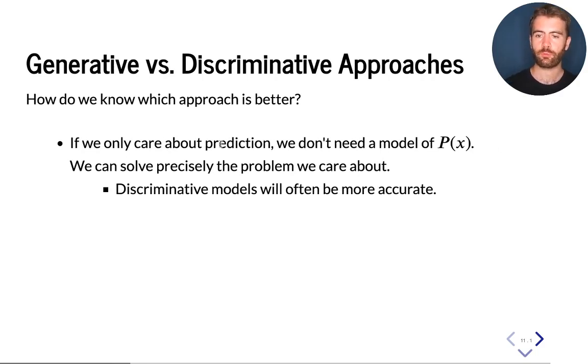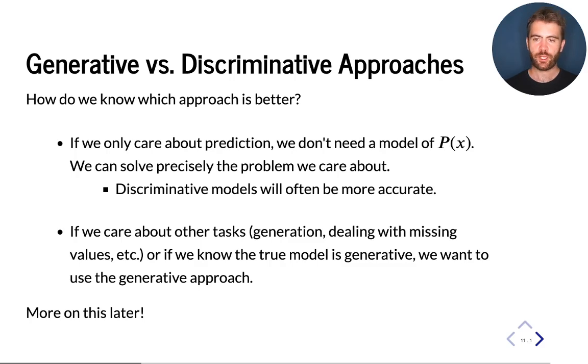And therefore, if we don't model it, then we would be solving the problem that we care about more precisely using fewer modeling assumptions. And in general, it will mean that the predictions in practice are more likely to be accurate. However, if we care about other tasks, such as generation or dealing with missing values, or maybe we know the true model, we know that it's generative, maybe we can specify the process by which the data was generated and we can build a more accurate model if it's generative, then in these cases, we will want to use a generative approach.